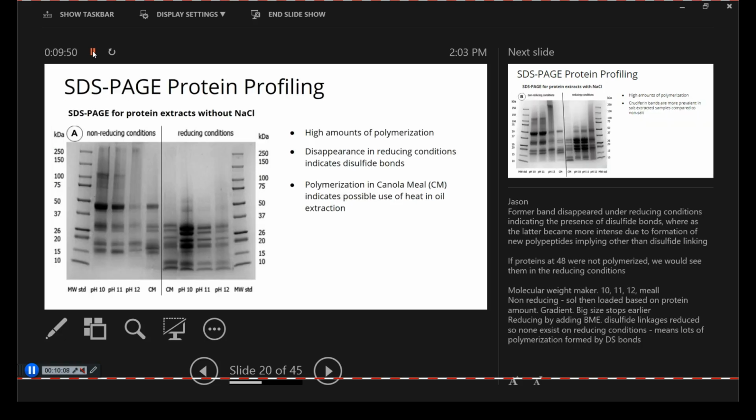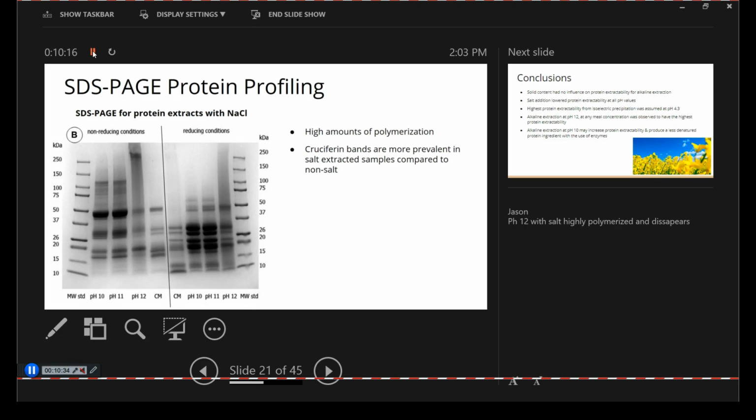In the SDS-PAGE protein profiling, we see that in non-reducing conditions, there's high amounts of polymerization, which then disappears in reducing conditions, so that's indicating that there is presence of disulfide bonds. And polymerization in canola meal indicates that there's possible use of heat in the oil extraction. So that was without the salt, but when salt was added, we can still see, again, high amounts of polymerization. And the cruciferin bands are more prevalent in salt extraction samples compared to the non-salt.